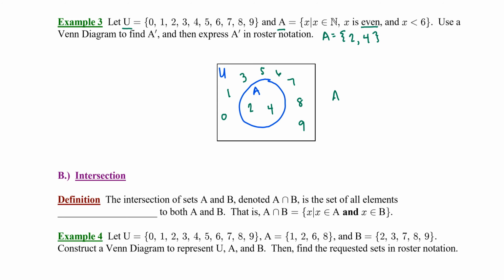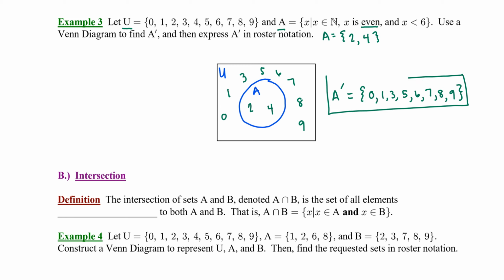Remember, A complement will contain all of the elements in the universal set not in A. So I'm going to list all of the elements outside circle A. These are 0, 1, 3, 5, 6, 7, 8, and 9. So there is A complement in roster notation.